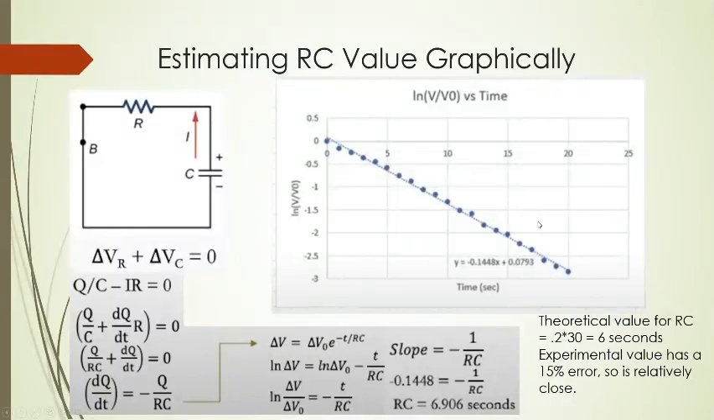To estimate the RC value graphically, I followed all the steps shown below. The theoretical value for RC was 6 seconds, and after all of the calculations were done, the RC was 6.906 seconds. This is a 15% error, so it is relatively close to the theoretical value.